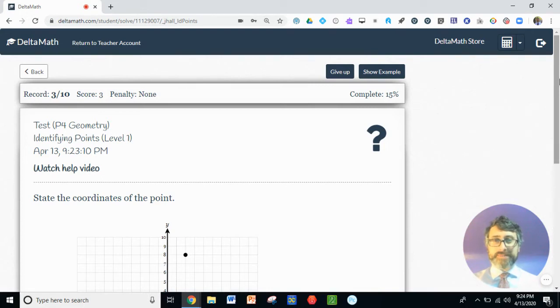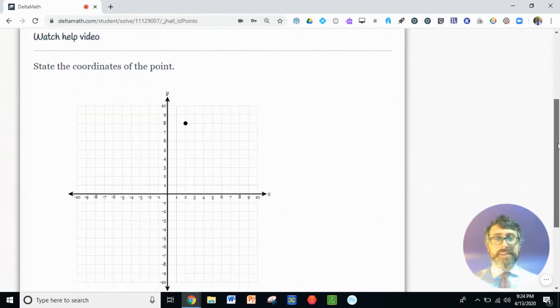Identifying points. Today, we're going to use ordered pairs to identify and label points on a coordinate grid. Let's take a look. This problem is asking me to state the coordinates of the point.